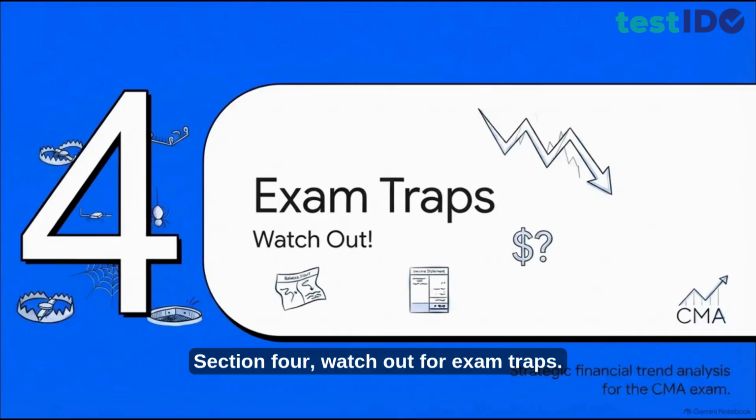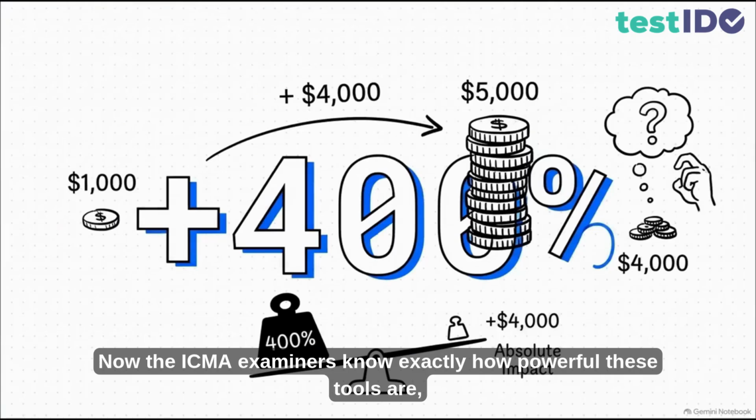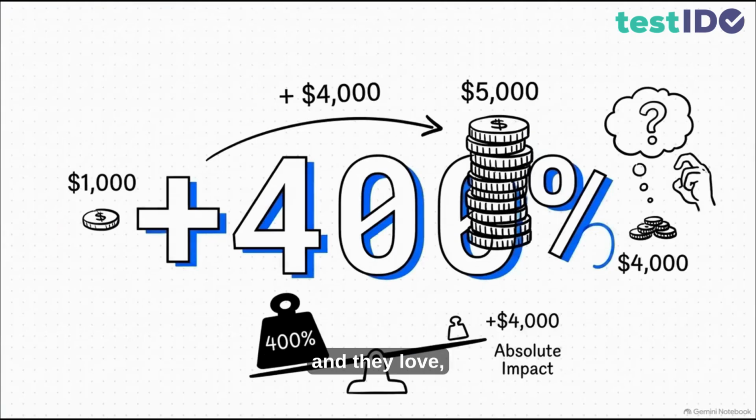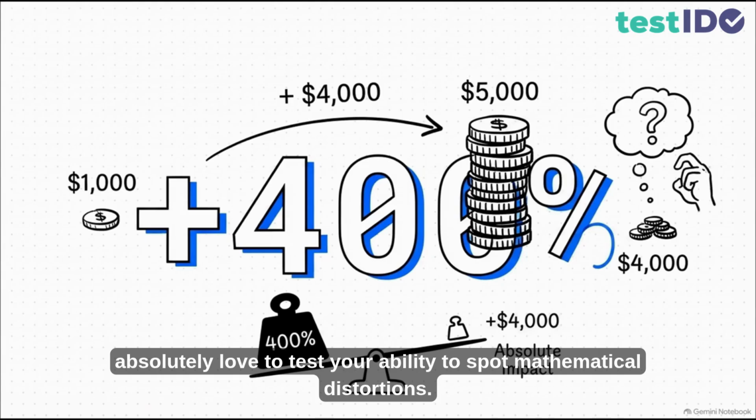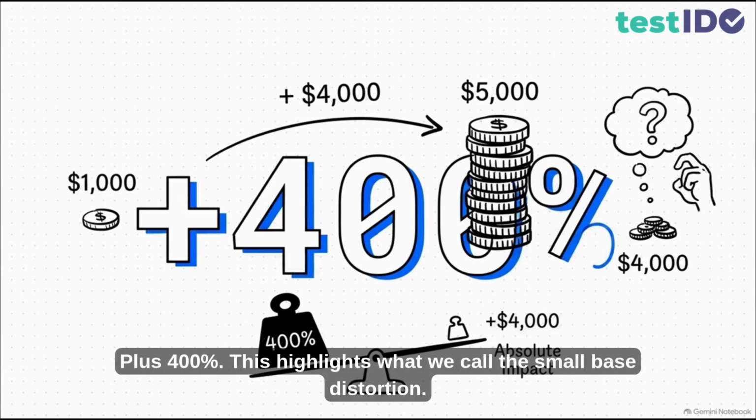Section 4. Watch out for exam traps. Now, the ICMA examiners know exactly how powerful these tools are, and they absolutely love to test your ability to spot mathematical distortions. So I want this stark number to just burn into your memory, plus 400%. This highlights what we call the small base distortion.